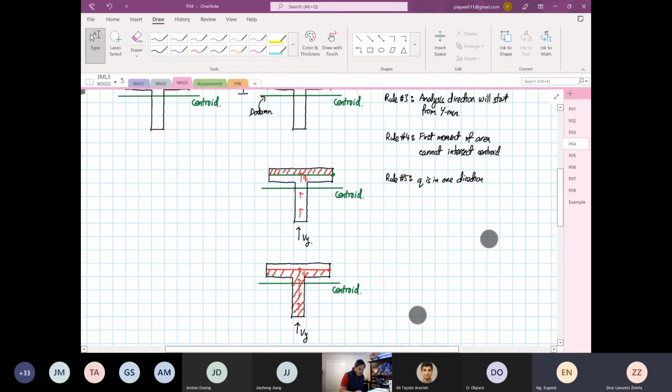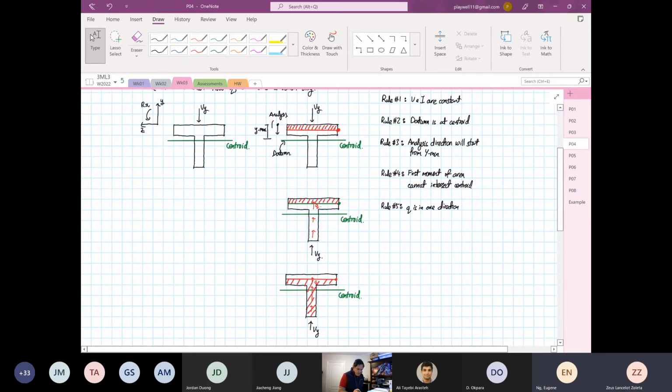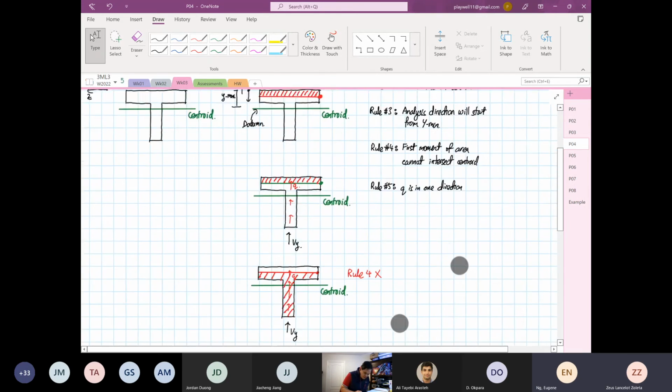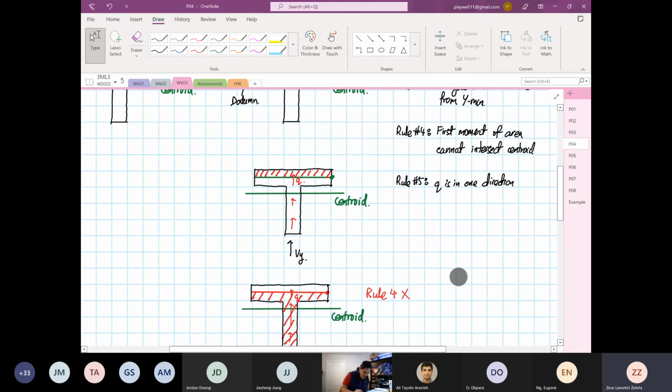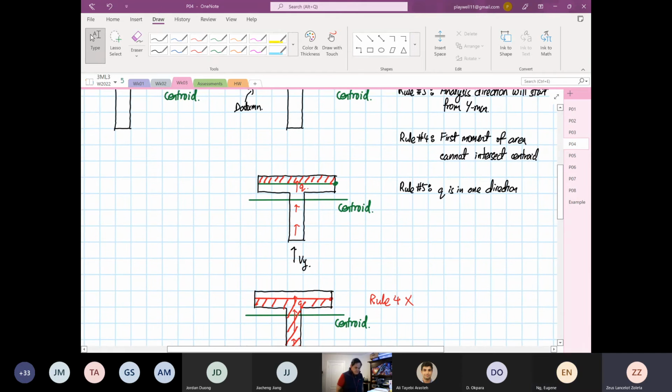Okay, so I zoom out the rules. It has broken rule number 4. So rule number 4 is broken. It's wrong. Okay, rule number 4 is wrong. If we look at the one on top, any rules that are broken?